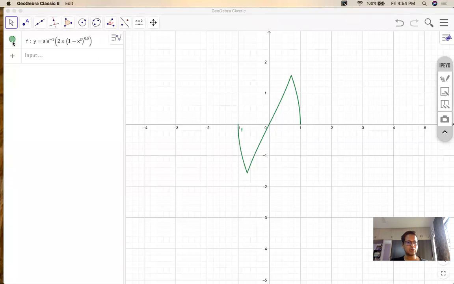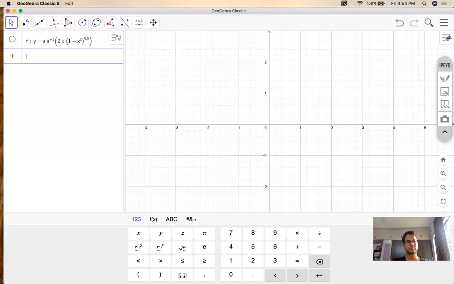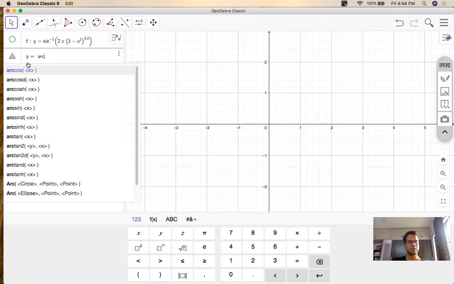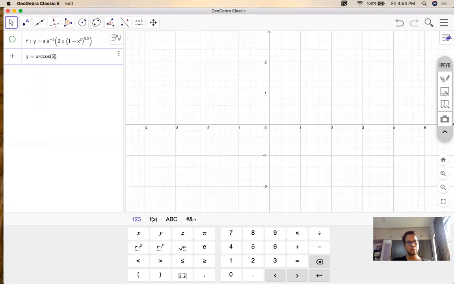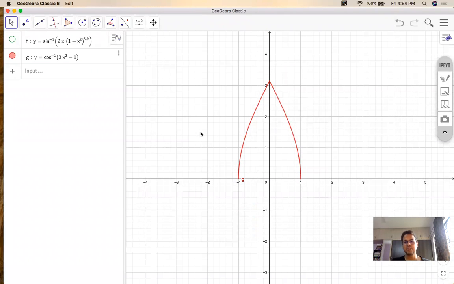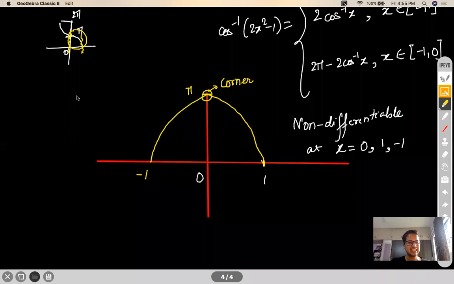So time to now draw the graph of arc cos of 2x square minus 1. Mostly it is looking like a flame kind of structure, right? It looks like a flame. Okay. Let me paste it over here.